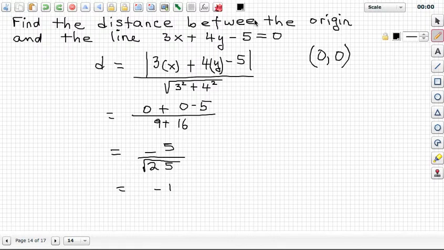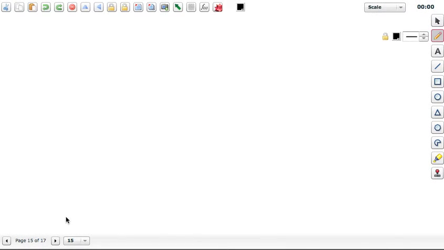And the distance is the absolute value of 3 times the x value plus 4 times the y value minus 5, divided by the square root of 3 squared plus 4 squared. Because x and y are 0, you basically have 0 plus 0 minus 5, and the numerator is negative 5. 9 plus 16 is 25, the square root of which is 5, so negative 5 divided by positive 5 will give you negative 1.